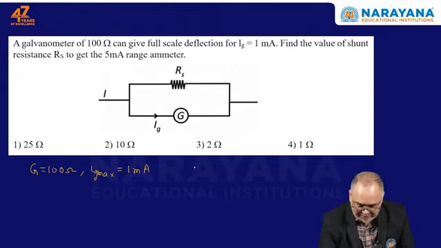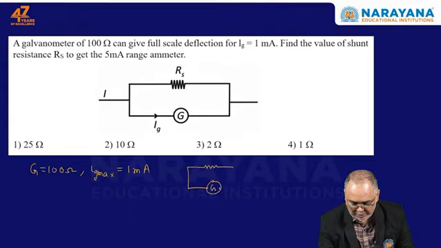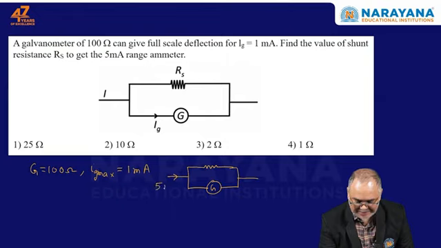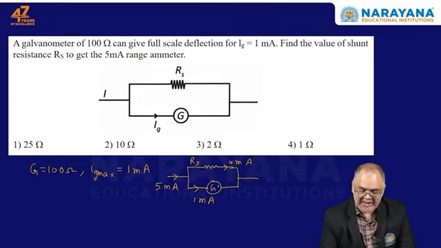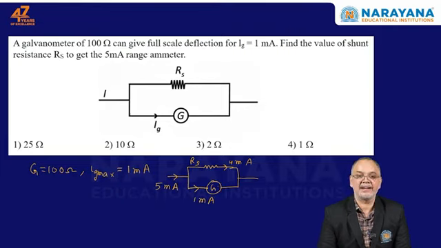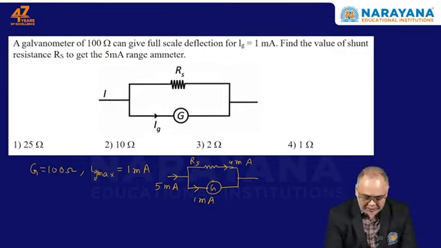Here if you see the diagram, we are connecting the shunt resistance in parallel with the galvanometer. How much current is flowing here? That is 5 milliampere. Full scale deflection current here is 1 milliampere. So the current flowing through the shunt resistance Rs is 4 milliampere. Here the resistance Rs and galvanometer resistance are in parallel, so across them the potential difference will be the same. So we can equate the potential difference across the two.